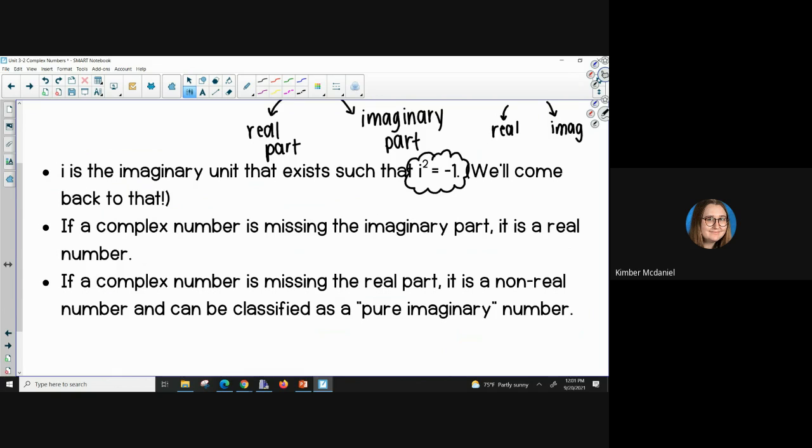Once you have that down, I want you to do 2 things. First, put your pencil down. Second, flip over to the next page. So again, if you have a complex number that is missing the imaginary part, we refer to that as simply a real number. Whereas if you have a complex number that is missing the real part, we refer to that number as non-real, and it can be classified as a pure imaginary number. Okay? Let's keep going.